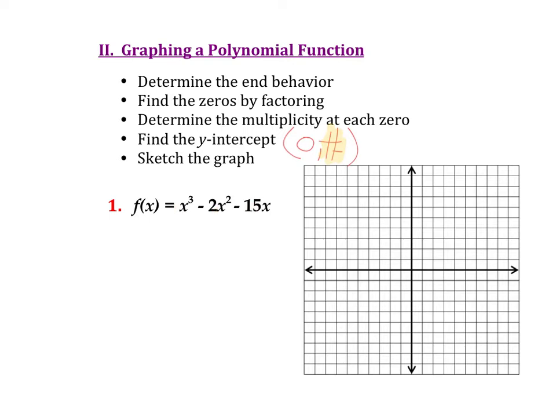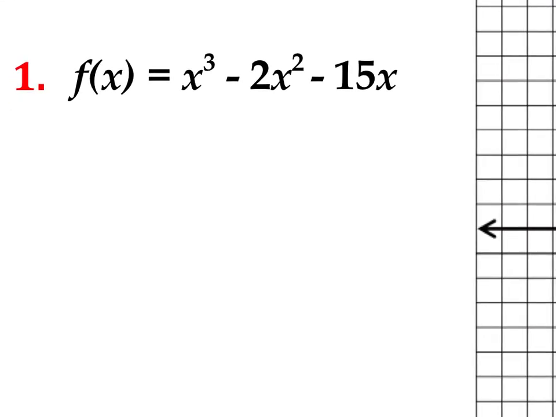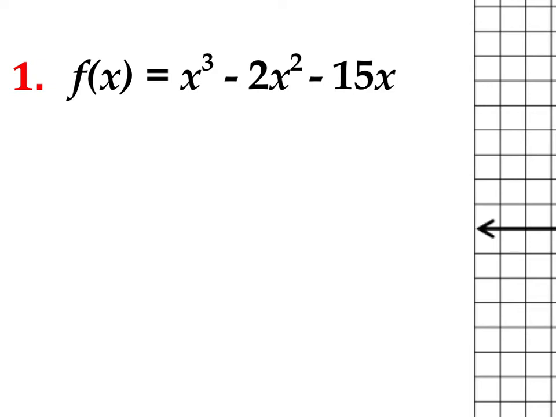All right, so let's get graphing. We have x to the third minus 2x squared minus 15x. Our leading coefficient is positive, so I know the right arrow is going up. The exponent is odd, so I'll have one of each type of arrow. In between, squigglies happen.